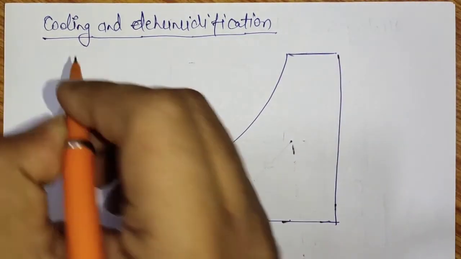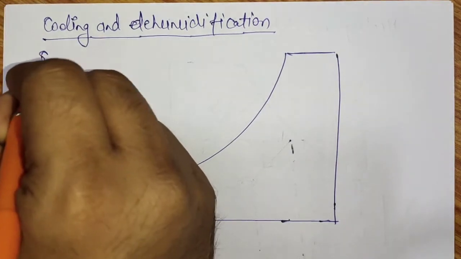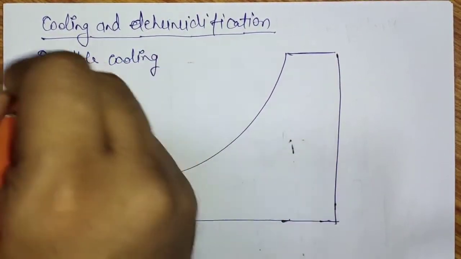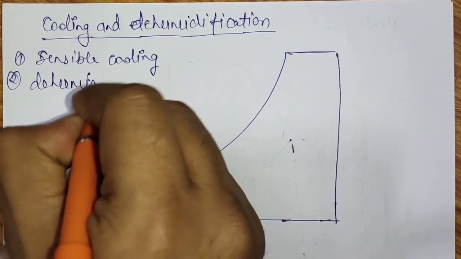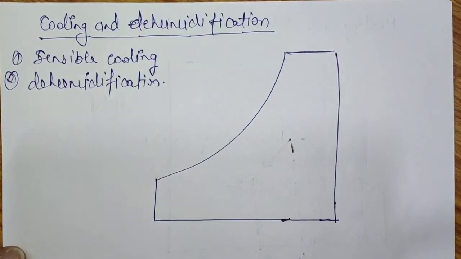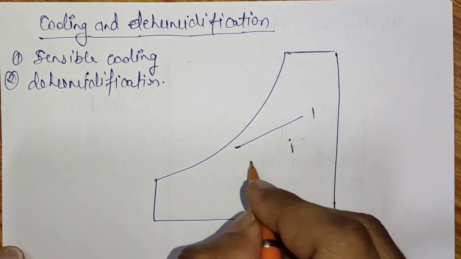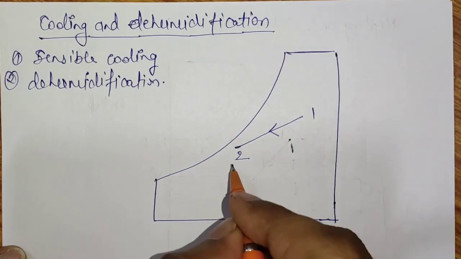Since the name of the topic has been made from two processes, sensible cooling and dehumidification, there will be sensible cooling of the moist air and also there will be dehumidification. So the process will be something like this, from state 1 to state 2. The process shown here is cooling and dehumidification.